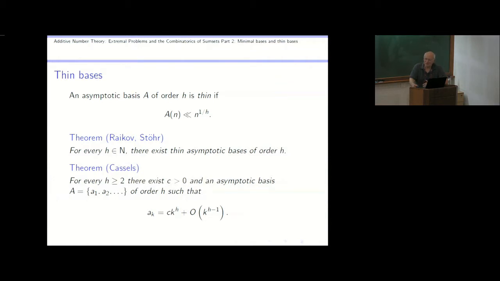And it's the only paper that I know of that he didn't write in English, where he proves, in fact, for every h, you can construct an asymptotic basis of order h, which is not only thin, but the kth element of A is asymptotic to c k to the h with this error term.